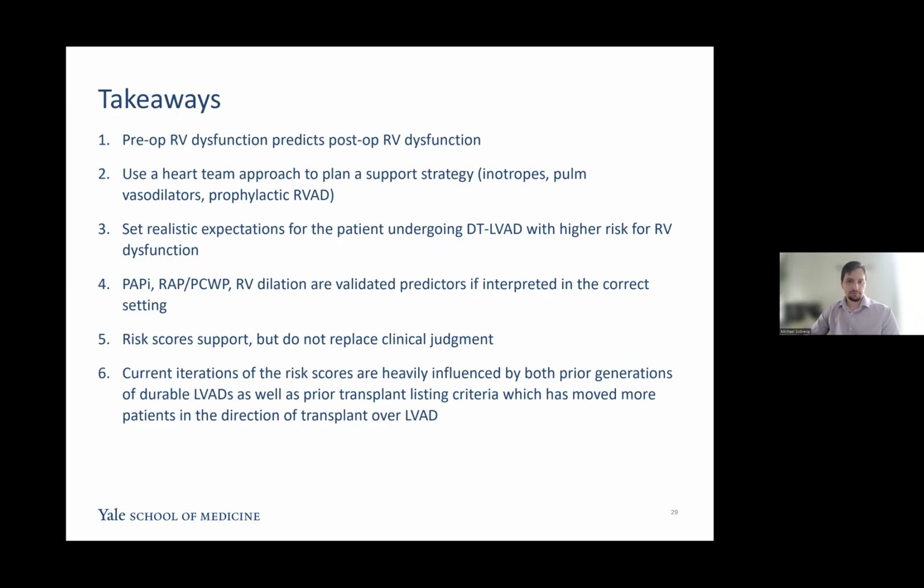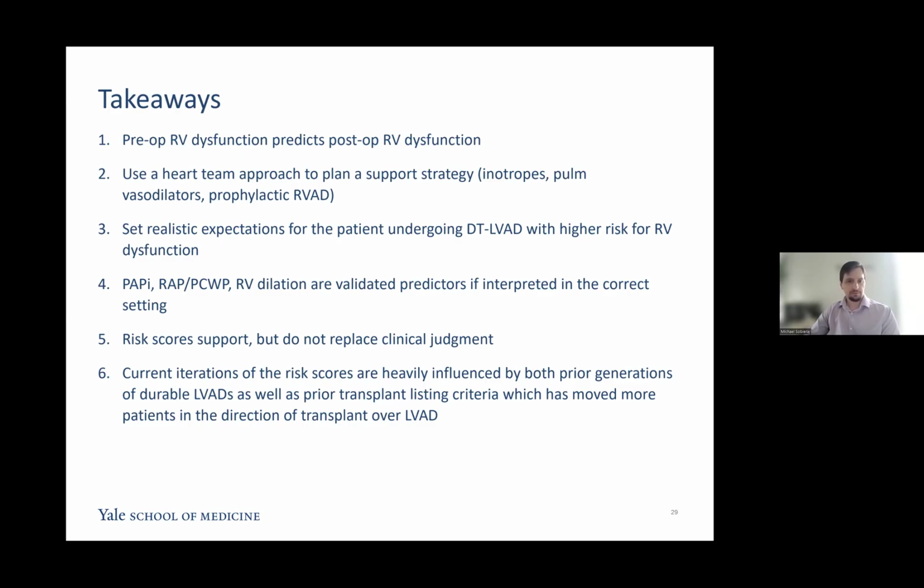I think it's essential to meet up and have a heart team approach because, again, we're a little bit coming up with it as we go and deciding how we want to approach it, with inotropes, pulmonary vasodilators, or prophylactic RVAD, or everything combined.